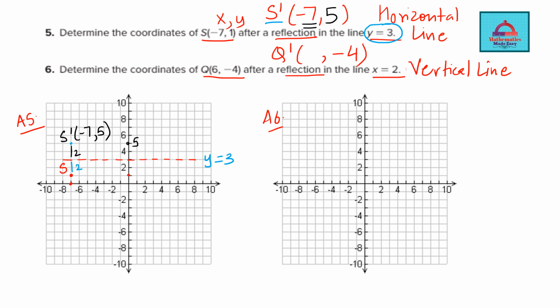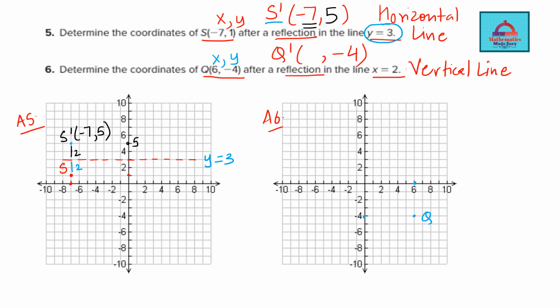I hope you understood nicely, and let's do it in a similar way for question number 6. For question number 6, the point which is given is 6 comma -4. So x is 6. Let's go to x equal to 6, this point. Y is -4. So it's going to be this point. Let's mark it here, Q.